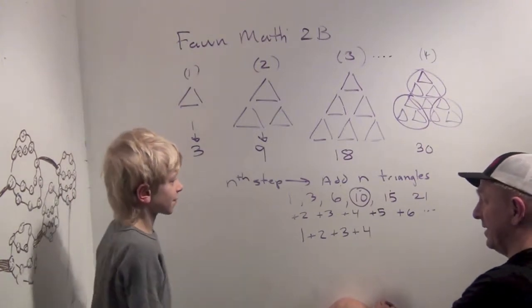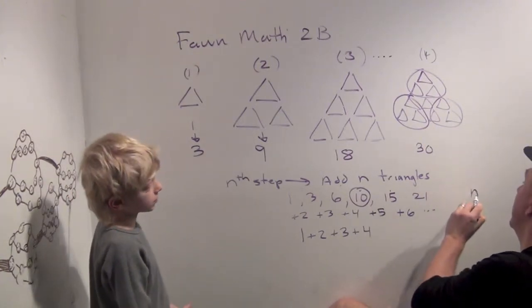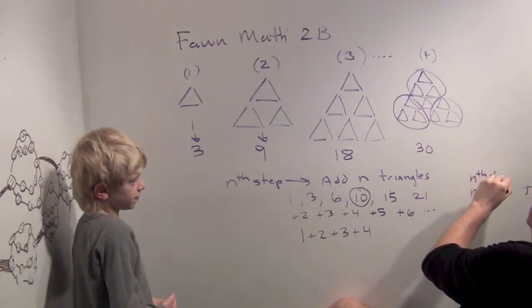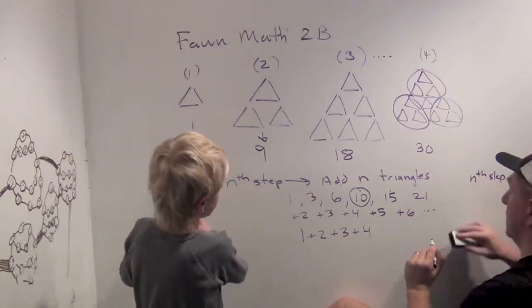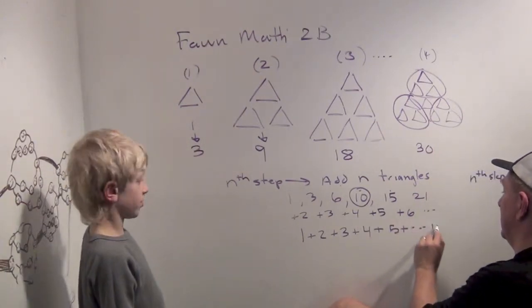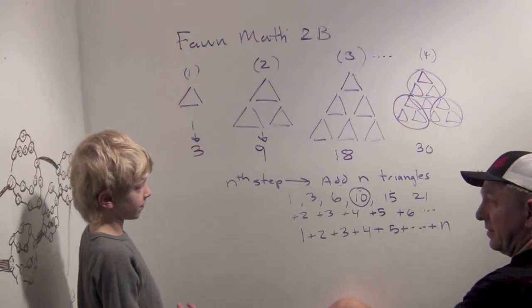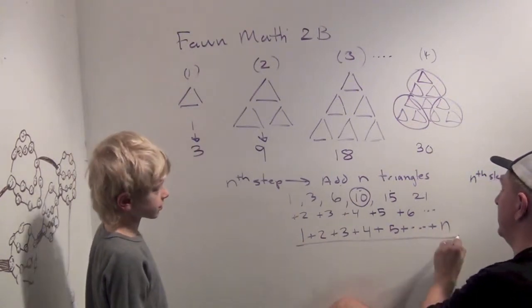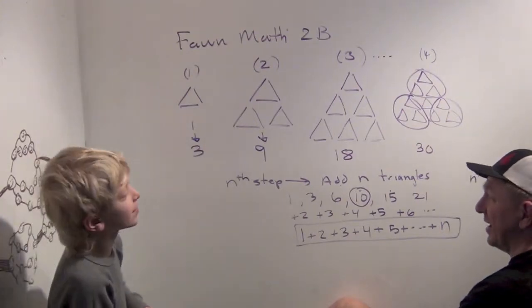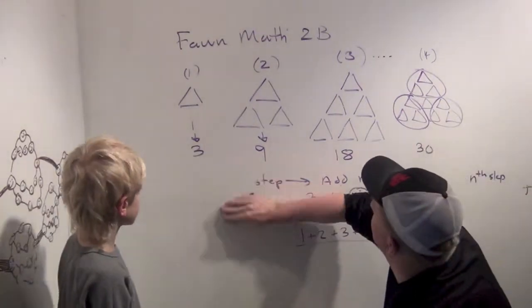Ah, awesome. So what do you think I'm going to have to do to get to the nth step here? You're going to have to add the numbers up to n. Aha. Plus all the way up to n. Okay. Do you know how to add this up? You use the backwards trick, and then divide by 2. Aha. So let's do that.